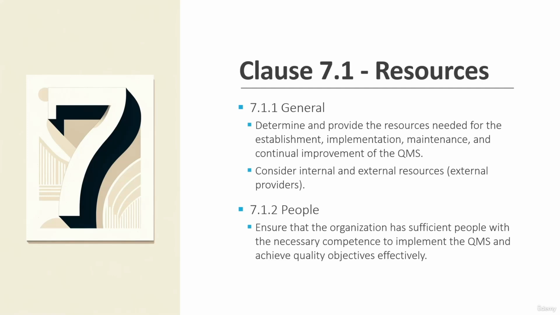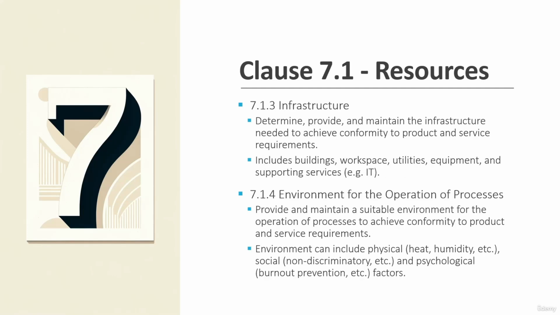Now coming to the actual resources, 7.1.2 talks about people. Here the organization is required to provide sufficient people to do the job. Sufficient people and competent people to do the job and to implement the quality management system so that the company is able to achieve its objectives. That's quite simple. To do the job, you need people, and the organization should provide necessary and competent people to do the job.